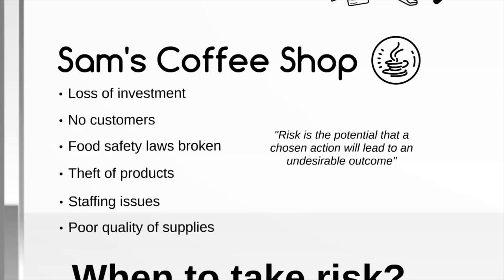So for example, looking back at Sam and his coffee shop, he goes to a certain supplier because they're going to offer him coffee beans at a good rate. What's the risk that that chosen action to use that supplier will lead to an undesirable outcome of poor quality coffee beans? When he hires a particular staff member, what is the risk that that staff member will turn out to be a poor employee? And so on. And risk generally falls into the category of an upside risk.